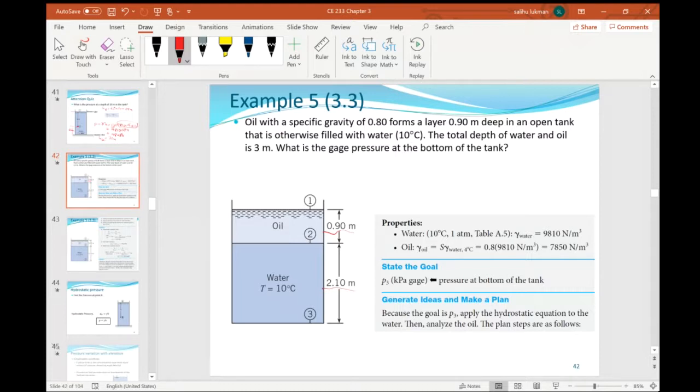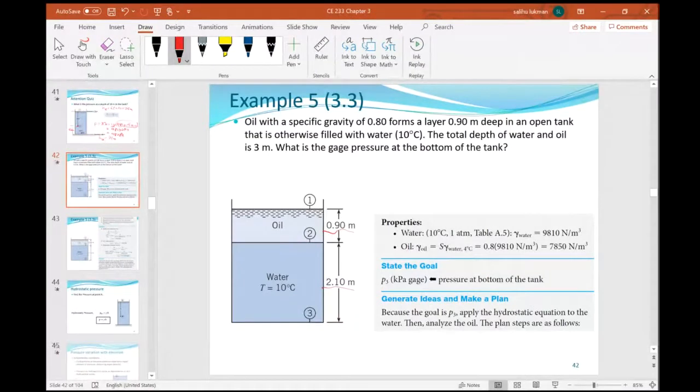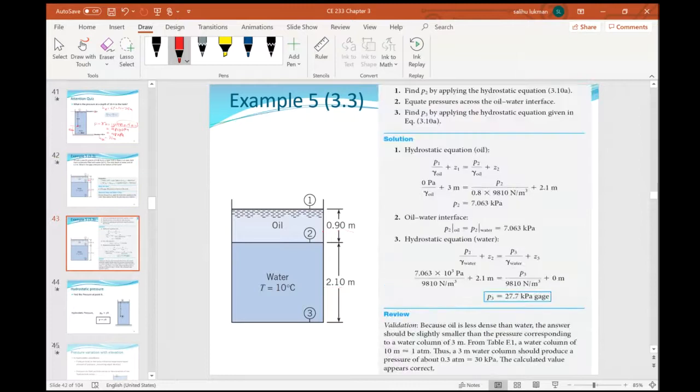What is the gauge pressure at the bottom of the tank? Meaning, in this case, atmospheric pressure is the reference, so it is 0. Here you have P1, P2, P3. So what is the gauge pressure at the bottom of the tank? We need to find P2 by applying the hydrostatic equation and equate the pressures across the oil-water interface, and we find P3 by applying the hydrostatic equation.